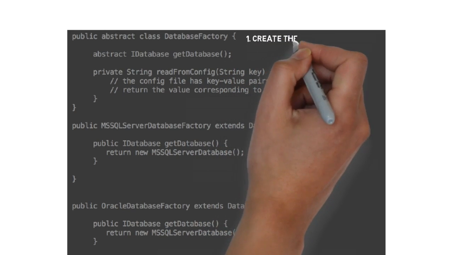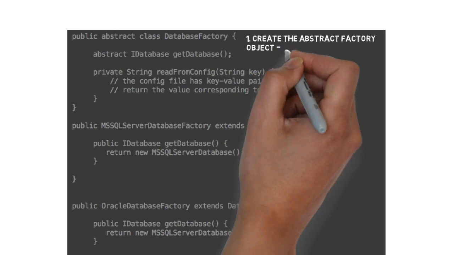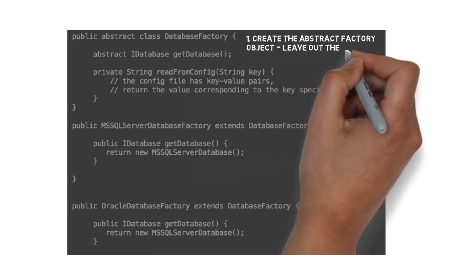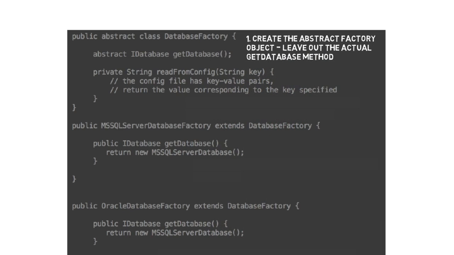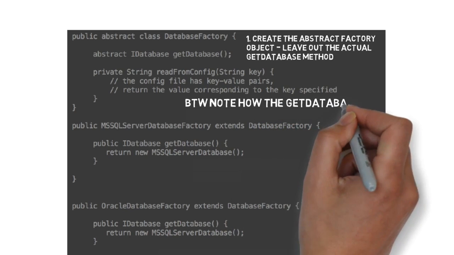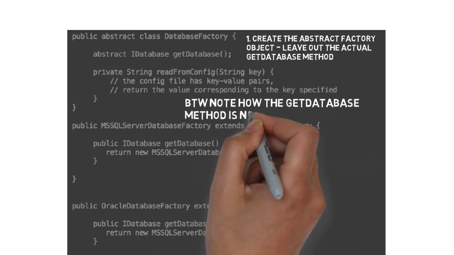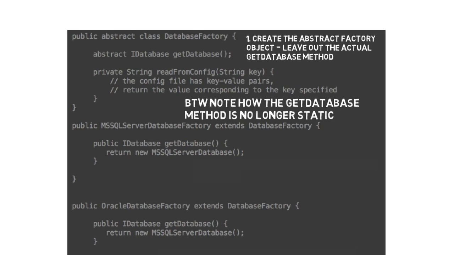Let's look at this step by step. Step 1. Create the abstract factory object and leave out the implementation of the get database method. This is a non-static method with no implementation in the parent class. That's because the parent class is only for shared behaviors. The next thing is to note that the get database method is no longer static. This is because we want the child classes to override this method and provide their own implementation to instantiate a database. A static method cannot be overridden, which is why the get database method is no longer static.